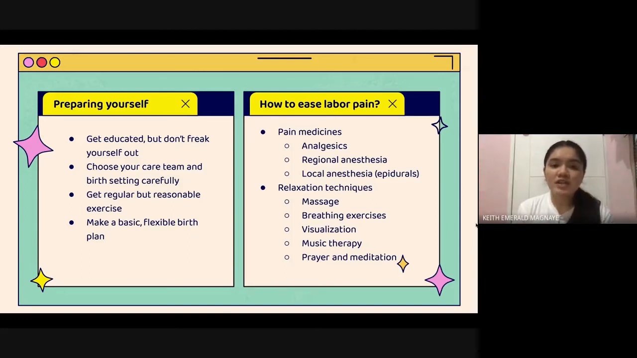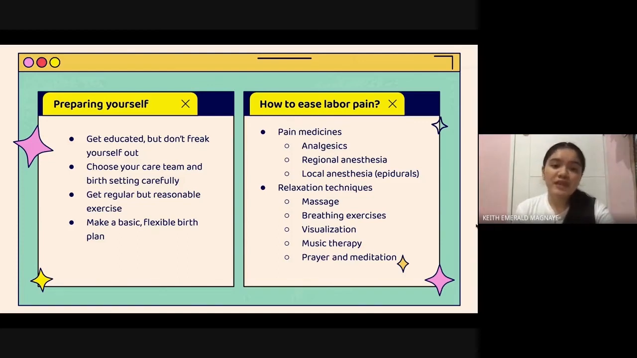Lastly, make a basic flexible birth plan. Mapping out how you'd like your labor and delivery to go can help you feel more confident going in. But when it comes to birth plans, you're better off keeping it simple and going in with the expectations that things may not go the way you envision it or the way you plan it. Minsan po talaga, nagbabago po siya habang nandun po kayo sa procedure na yun.